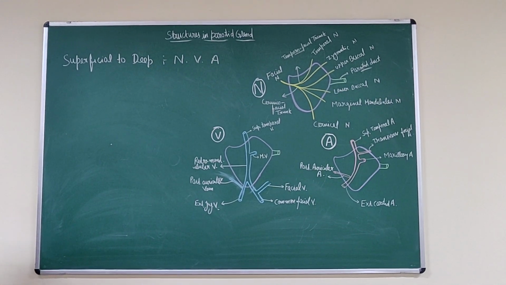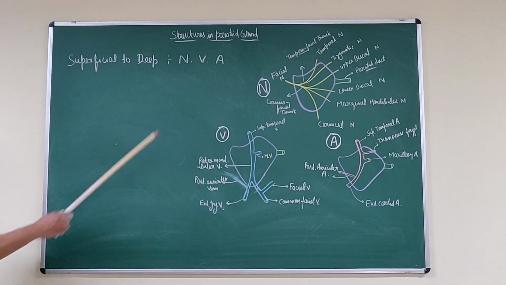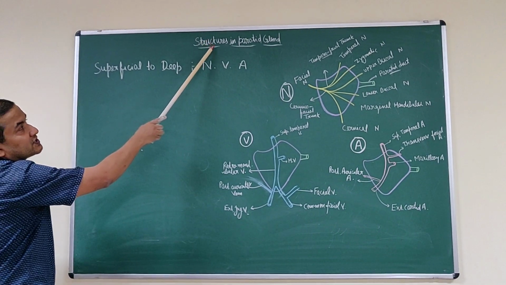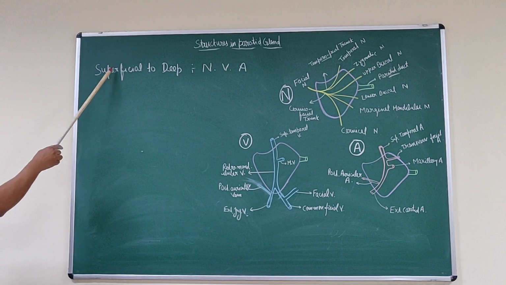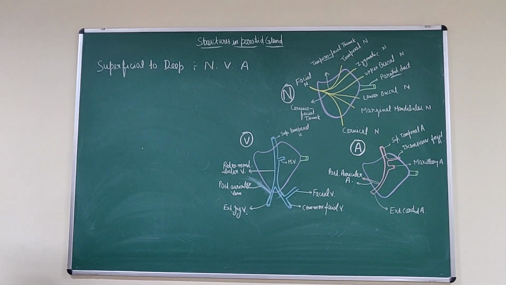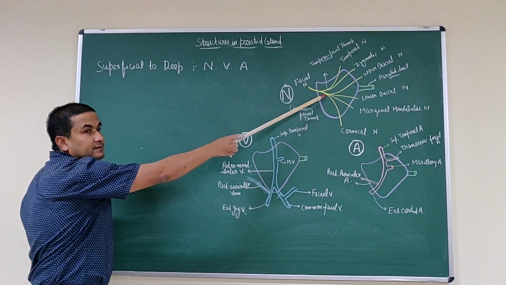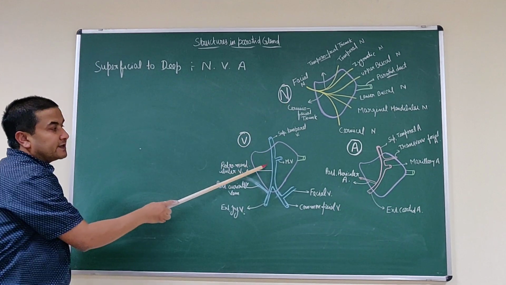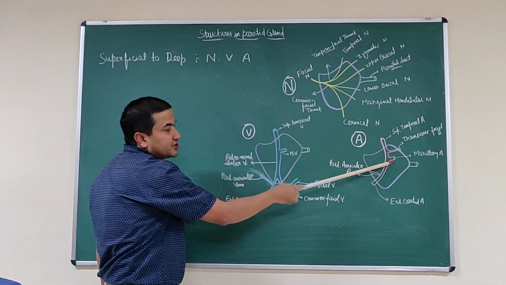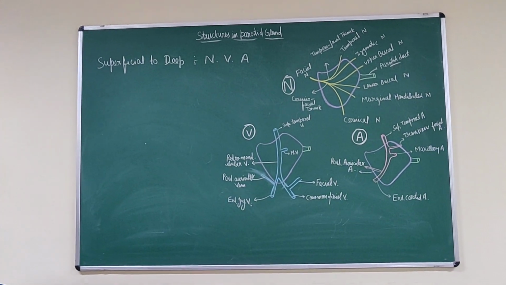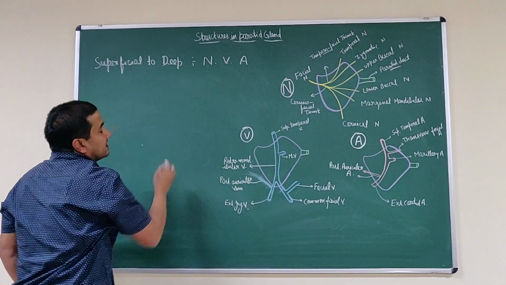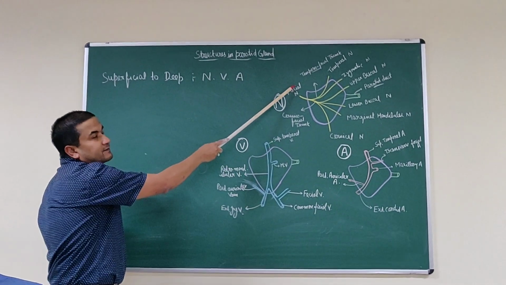After the relations of the parotid gland, the next topic is what are the structures in the parotid gland. If you go from the superficial to the deep, it is the nerve, then it is the vein, and this is the artery. These structures are present in the parotid gland. The nerve, it is the facial nerve.